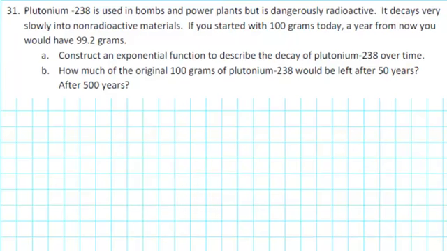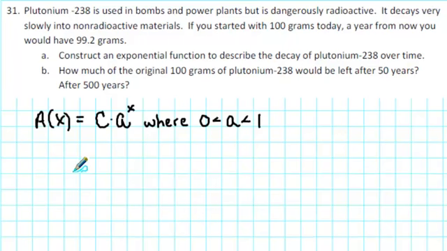Well, first of all, let's recall the form of an exponential decay function. The form is A of x is equal to c times a to the x, where a is a number between 0 and 1. The c value is the initial amount, and the a value is the decay factor.